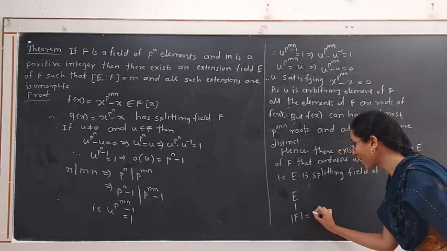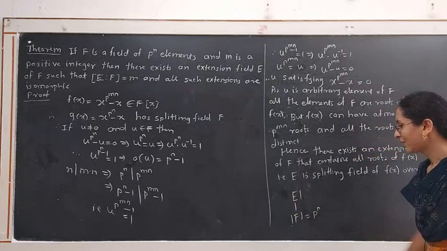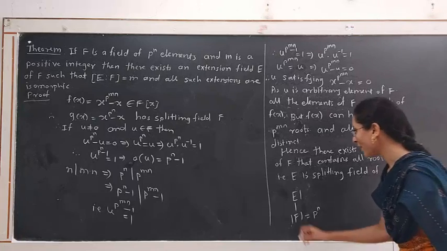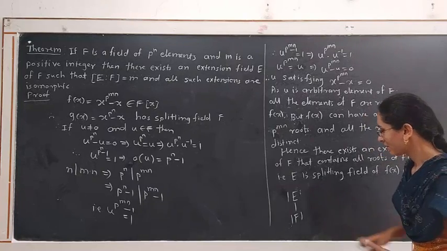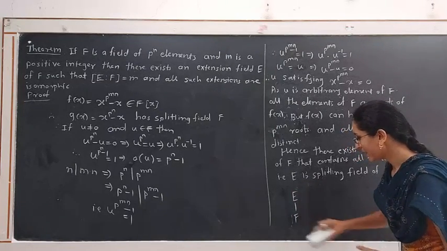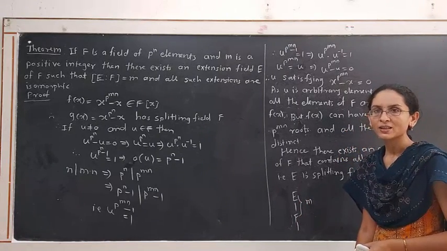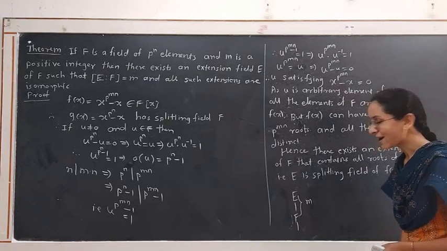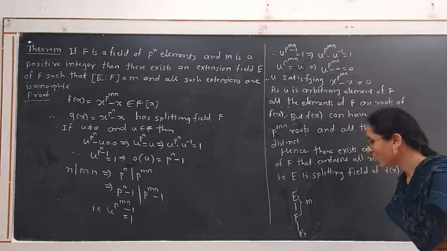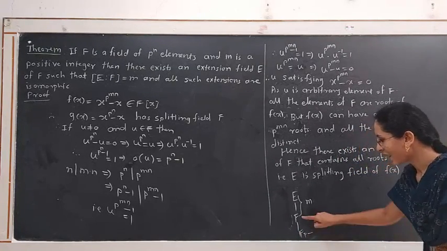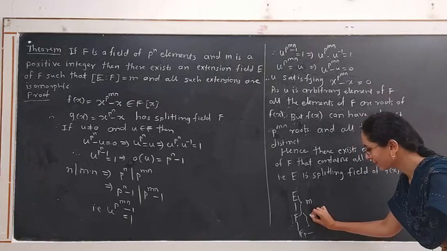The number of elements of F is p raised to n, and E is the extension field of F that contains p raised to mn elements, means the degree of extension of E over F is m. F is a field with p raised to n elements. It contains a prime field that is isomorphic to Fp. This contains p elements and F contains p raised to n elements. Therefore, this degree of extension is n.